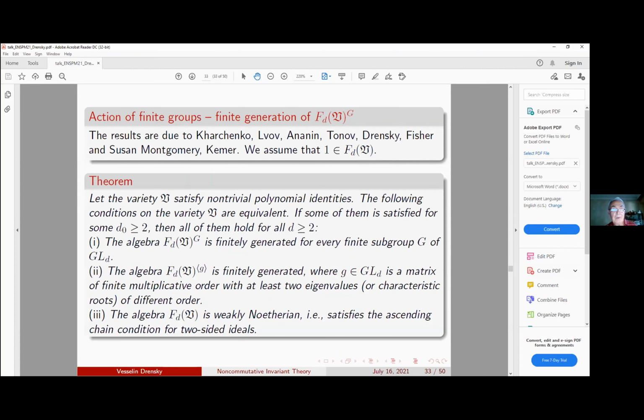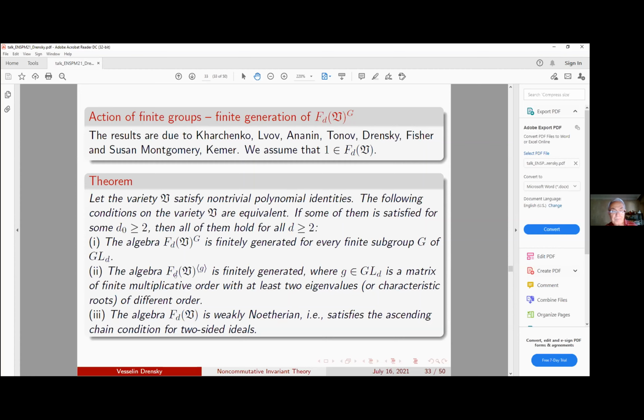And when you have an action of finite groups, and we're interested in the finite generation of the algebra of invariants, here there are many people involved. Again, we assume that the algebras are unitary. So if the variety satisfies a polynomial identity which is different from zero, then you have a lot of conditions which are equivalent. And if one of these conditions is satisfied for some D, then it's satisfied for all D. So one of the conditions is the algebra of invariants is finitely generated for every finite subgroup of the general linear group.